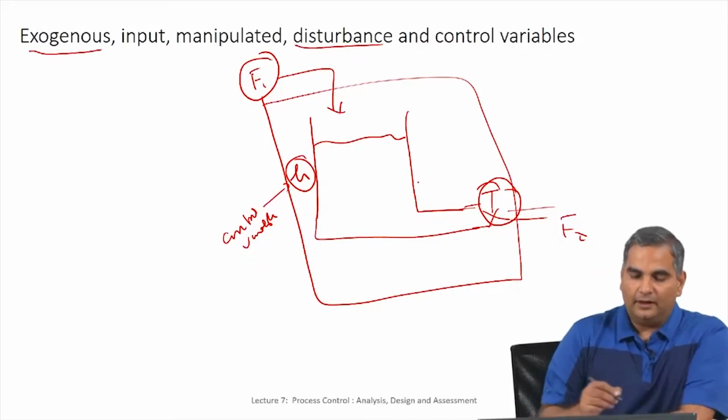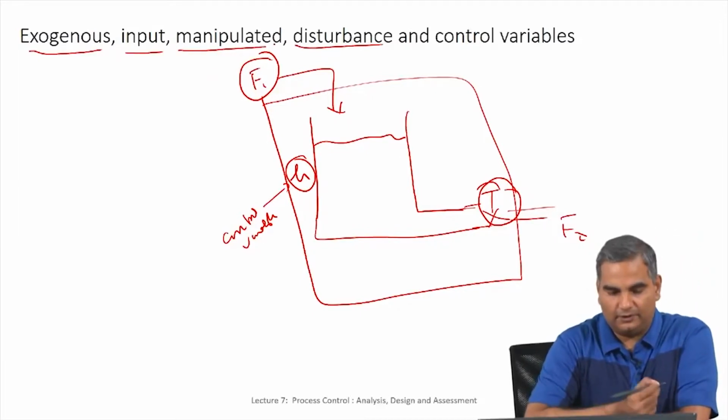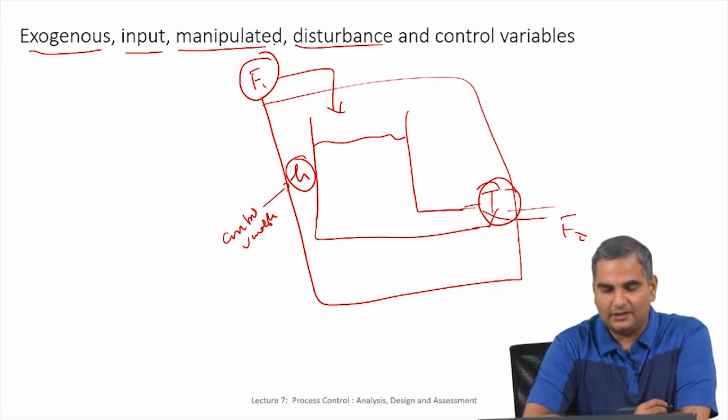So, we have to simply live with those and then still make sure the controller works when we have this disturbance. Now, the input and manipulated variable in control terminology, at least as far as this course is concerned, we are going to use interchangeably.